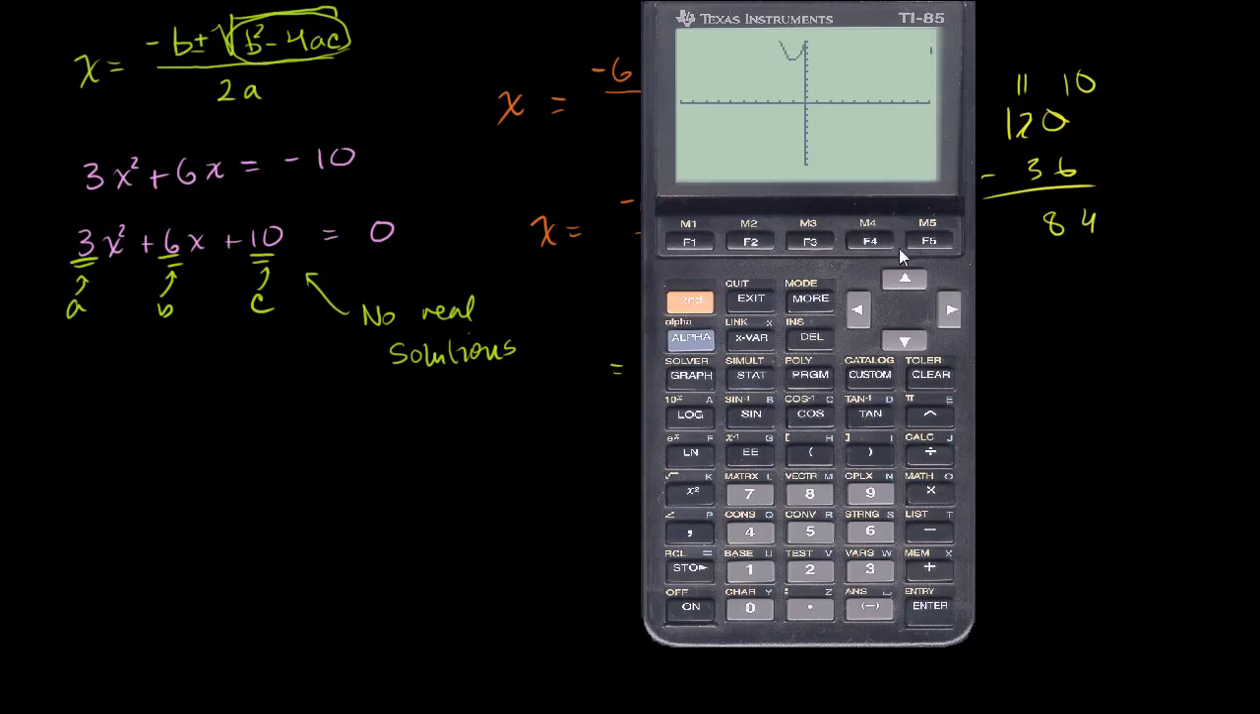Notice, this thing just comes down and then goes back up. Its vertex is sitting here above the x-axis, and it's upward opening. It never intersects the x-axis. So at no point will this function equal 0. At no point will y equal 0 on this graph. So once again, the quadratic formula seems to be working.